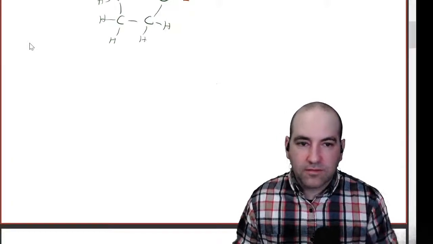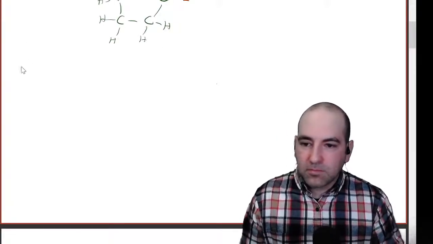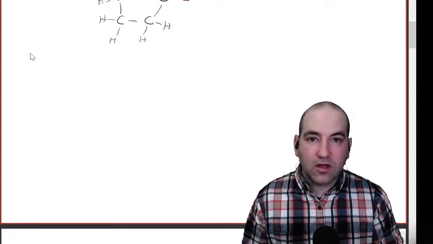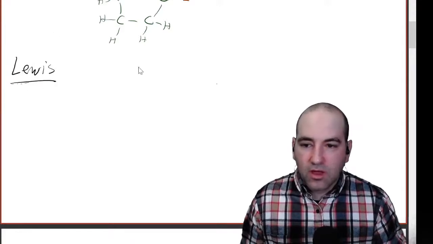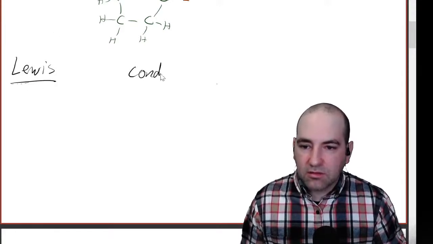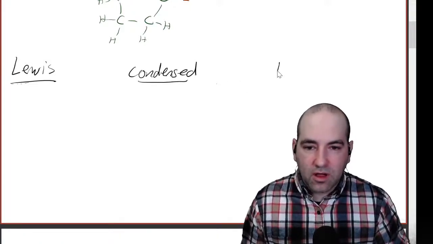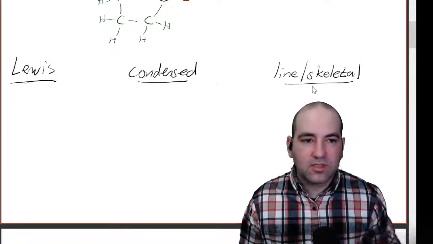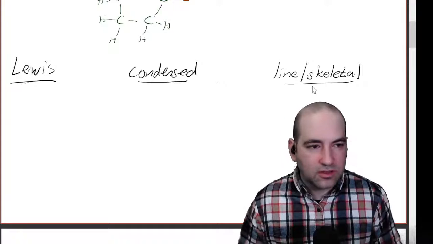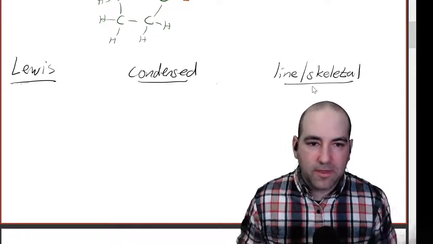So what we're going to do, I'm going to make a little table here of some of these different types of structures. And we're going to look at how we can interrelate and kind of go back and forth between them. So the first one is the one that we've been talking about, Lewis structures. There's another type of structure called a condensed structure. And then there's a third type that we're going to call a line structure or a skeletal structure. Different books, different references refer to these in different ways, but line structure, skeletal structure, something like that. That's what we're talking about there.